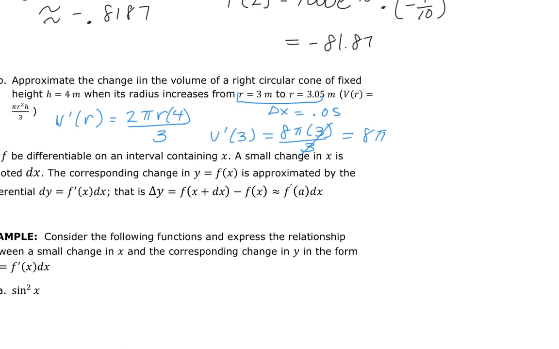And so my delta y, my approximate change in the volume here, will be my 8 pi multiplied by, don't forget, the 0.05, and then whatever that is.